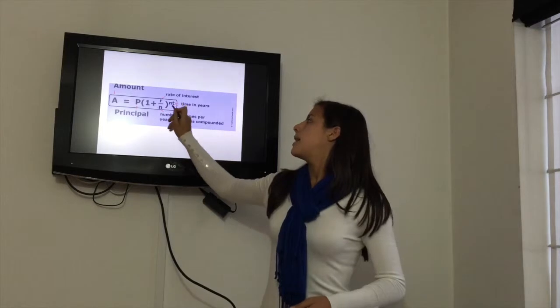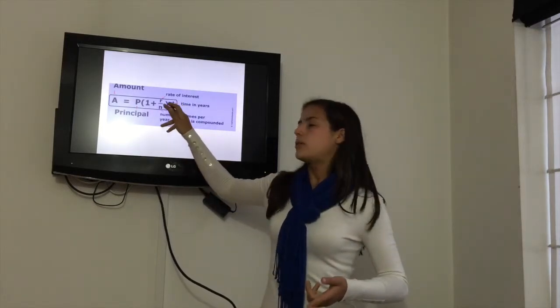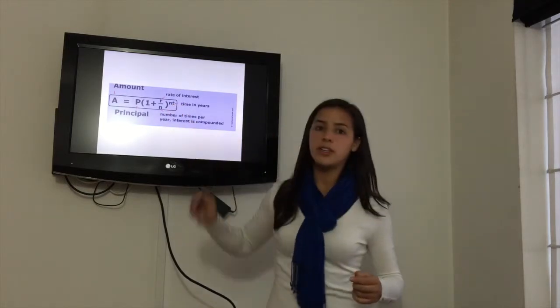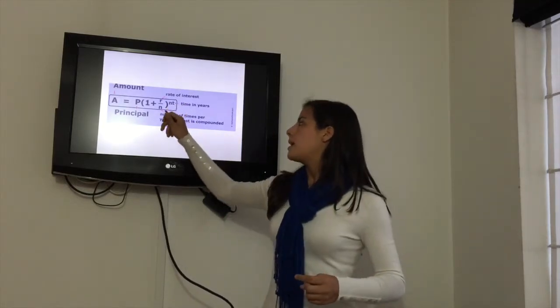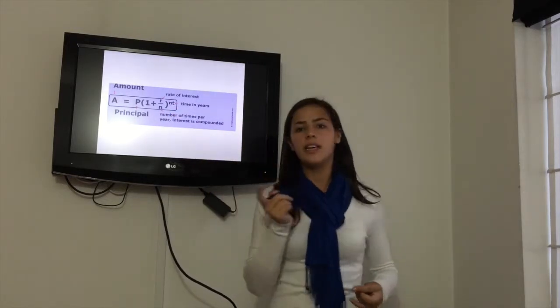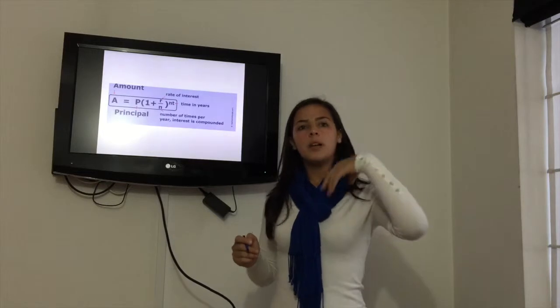And then t, which is the exponent, will be n, which is 2, times the time in years, I mean the years that my money will be invested.